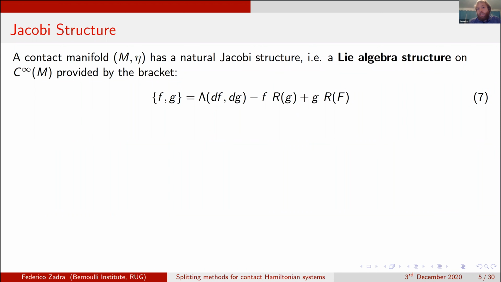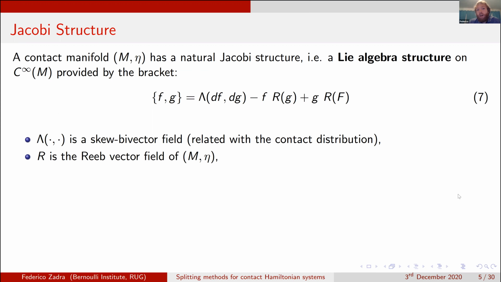In order to build up these integrators, the first ingredient is the Jacobi structure that we have naturally on any contact manifold. That is a Lie algebra structure on the functions defined on the manifold, a construction really similar to the Poisson brackets. We define it through a bivector field that is strictly related with the contact distribution and with the Reeb vector field.